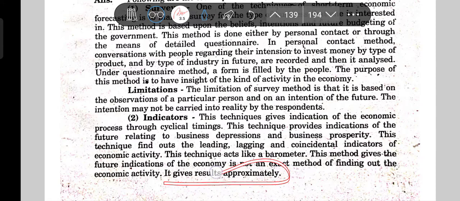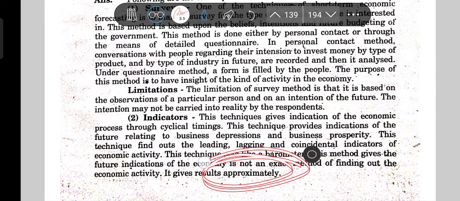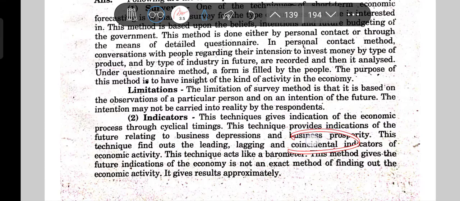It gives results, of course, approximately, because it gives three indicators. What are those three indicators? Leading, lagging and coincidental. It talks about either business depression or business prosperity.